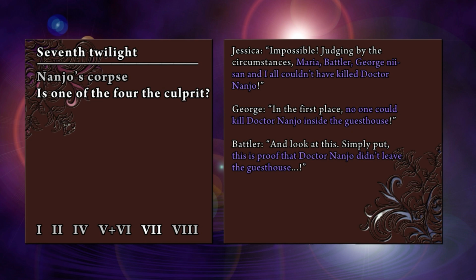Okay, we can write this. Jessica. Maria Beller. George and her, which is pretty obvious, didn't kill Nanjo. I don't know if you can actually hear me write this down. I hope that you do. Yeah, it would be fun.